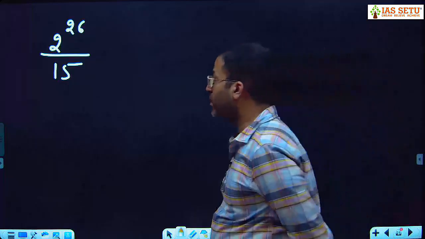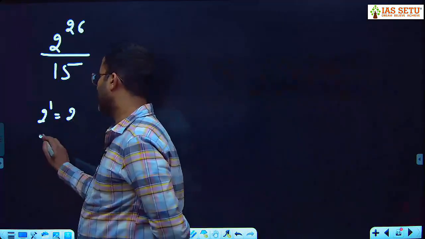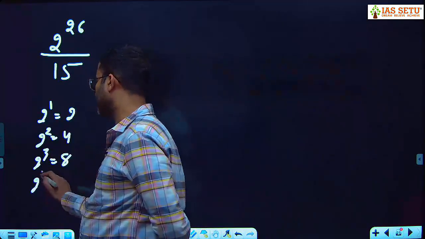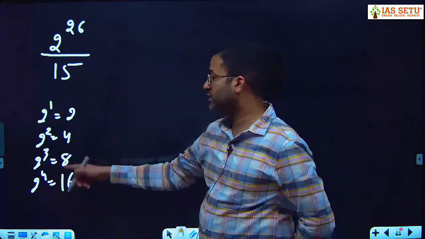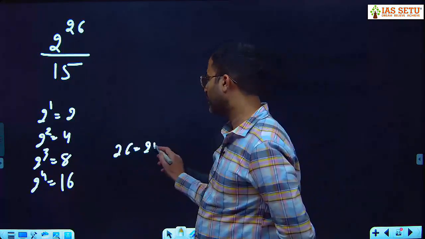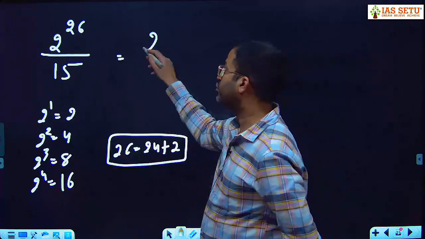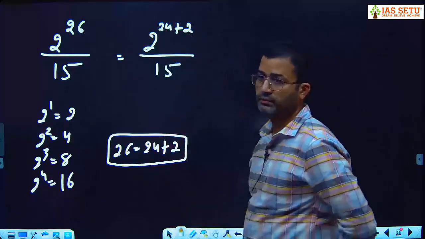Step number 1, power of 2 near to 15. 2 to the power 1 is 2, 2 square is 4, 2 cube is 8, 2 to the power 4 is 16. But 26 is not a multiple of 4. So how do you break 26? 24 plus 2. So we write it as 2 to the power 24 plus 2 divided by 15.